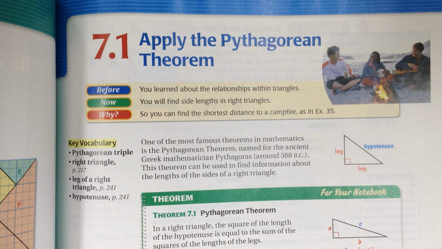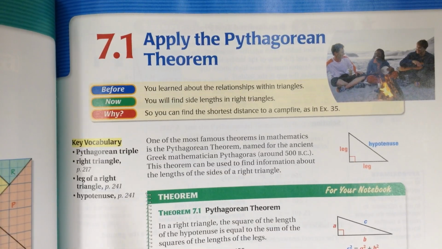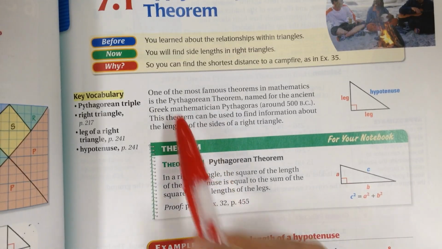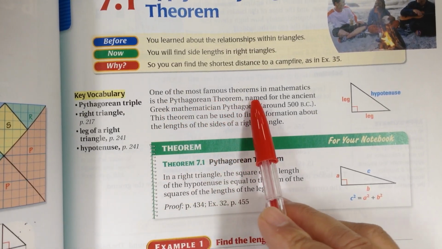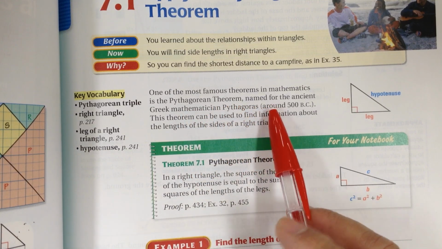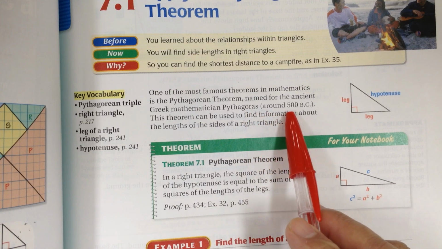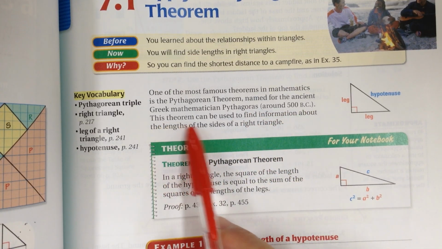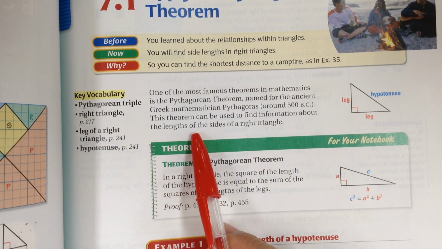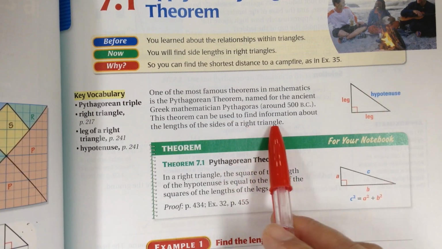Let's go to page 433, and this is lesson 7.1. This lesson is to apply the Pythagorean theorem. It says one of the most famous theorems in mathematics is the Pythagorean theorem, named for the ancient Greek mathematician Pythagoras around 500 BC. This theorem can be used to find information about the length of the sides of a right triangle. Okay, so remember this applies to right triangles.